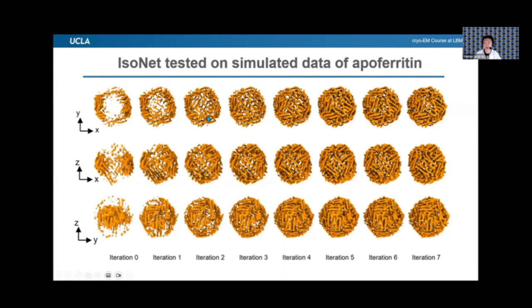this is after iteration 1, 2, 3, 4, 5. Gradually the density becomes more prominent, more continuous. The simulated data has alpha helices, and you can see the alpha helix is almost identical in the different orientations. This is apoferritin. We didn't use the symmetry of the apoferritin, but merely let the apoferritin dataset go through each iteration. This is simulated data.